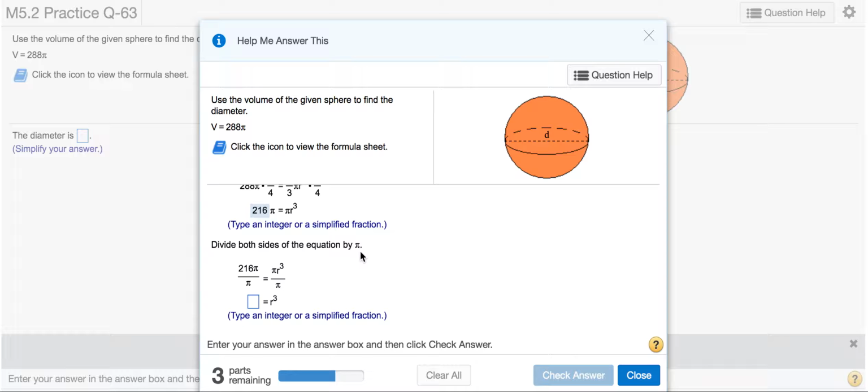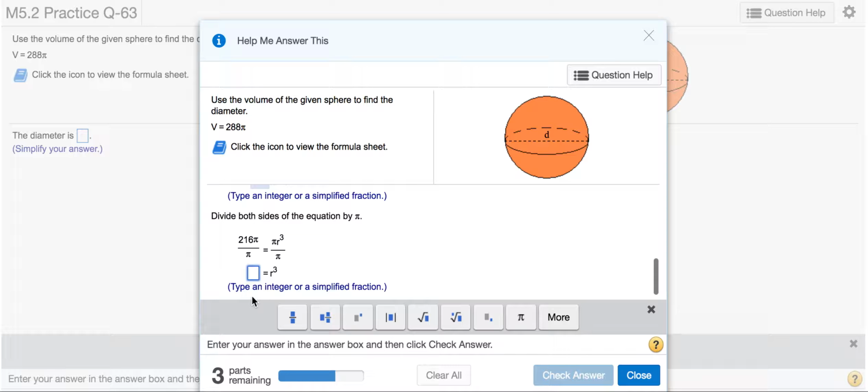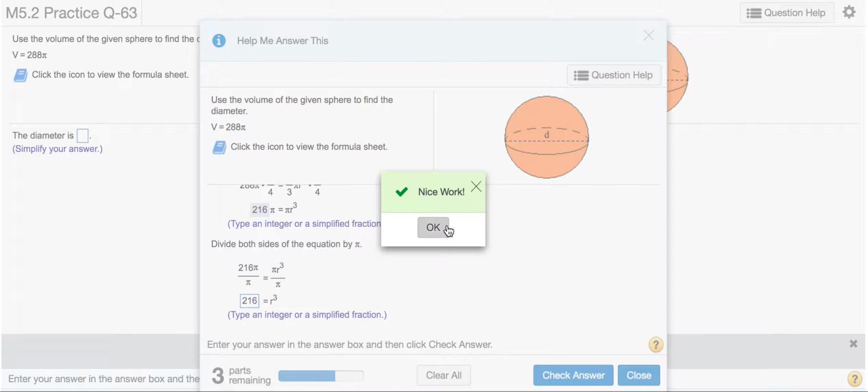Now we need to get rid of the pi. So because it's times pi here, we're going to divide by pi. If we divide by pi on this side, we have to divide by pi on this side. They're going to cancel each other out, and that's going to leave us simply with 216 equals r cubed.